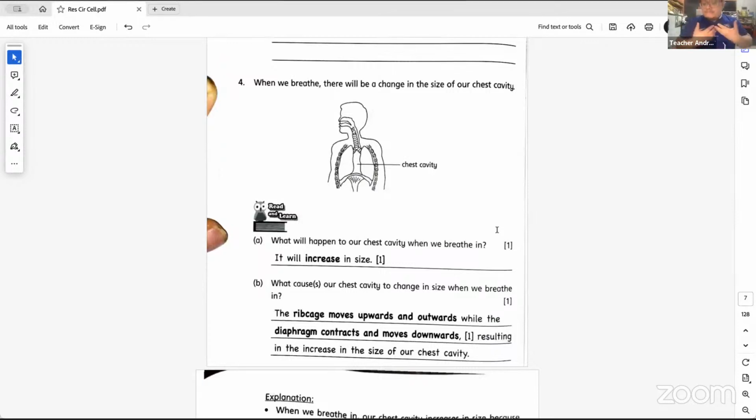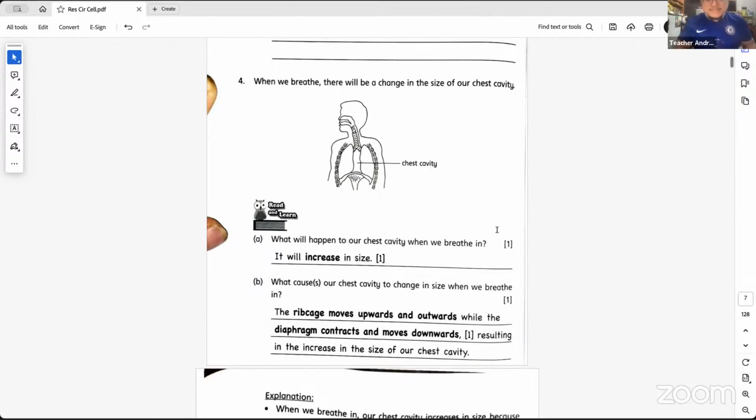When we breathe in, our chest cavity will increase because our rib cage moves upwards and outwards. Everybody try to breathe. When you breathe in, your chest expands, your rib cage moves upwards and outwards, and the diaphragm contracts and moves down, resulting in an increase in the size of our chest.